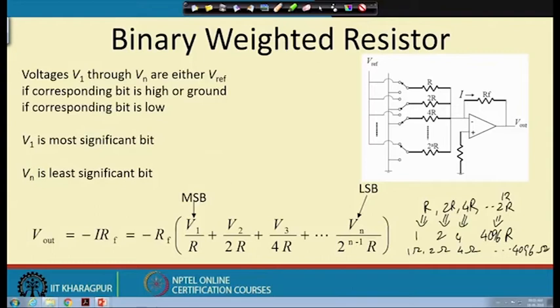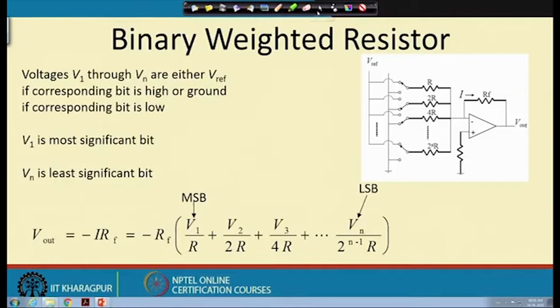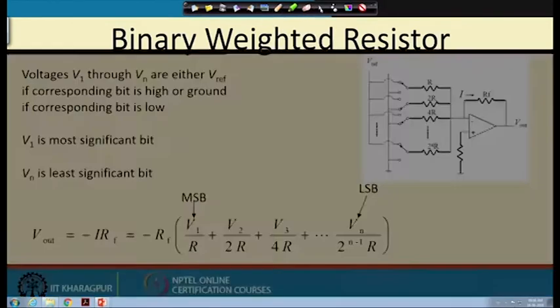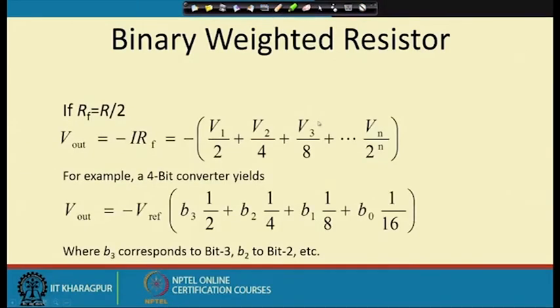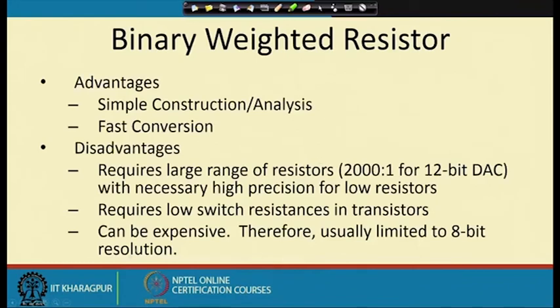So, getting resistances of these exact values is a problem, or getting resistances in this ratio is also a problem. So, that makes it difficult to realize this binary weighted DAC. With the necessary high precision of the resistors, it is difficult. It also requires low switch resistances in transistors.